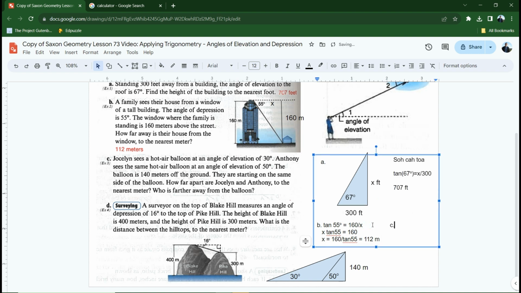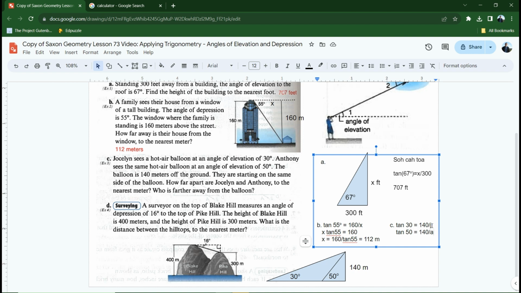Letter C. So the tan of 30 is going to be the opposite side, 140 over J. I'm going to use J for Jocelyn and A for Anthony. Okay. The tan of 50 is going to equal 140 over A for Anthony. Okay, and I can solve both of these. Actually, both of these are opposite over adjacent. So these are the hard ones to solve where I'm dividing by my variable.